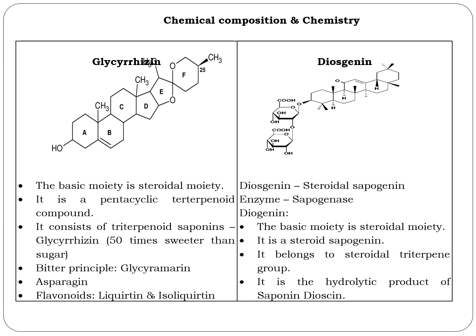In the case of Dioscorea, the chief constituent is diosgenin. It is a steroidal sapogenin. Apart from this, it also consists of the enzyme sapogenase. In diosgenin, the basic moiety is steroidal moiety. It belongs to the steroidal triterpene group. It is the hydrolytic product of saponin and diosgenin.